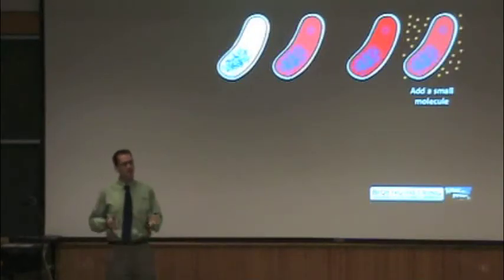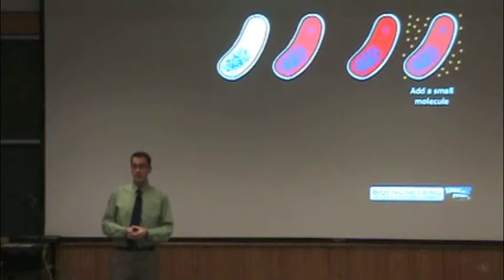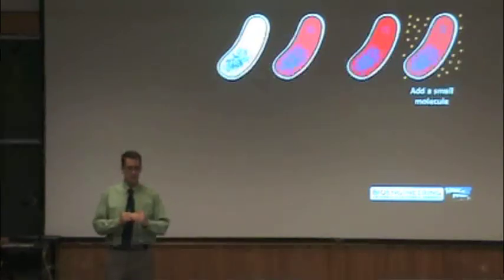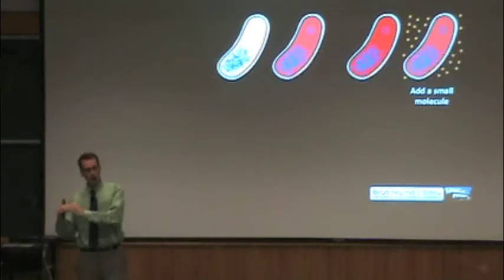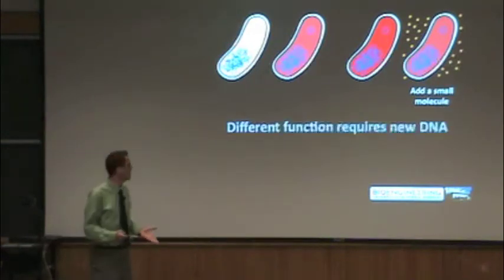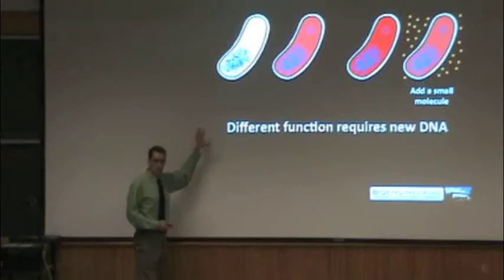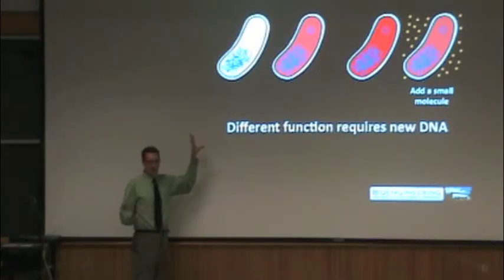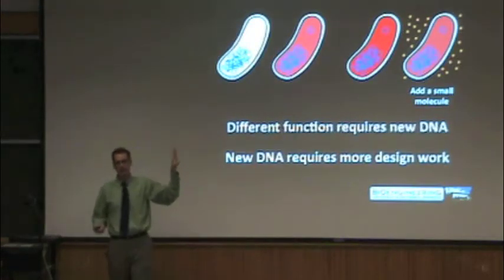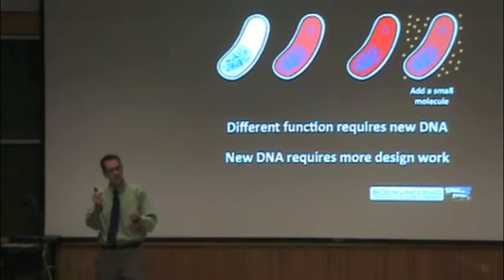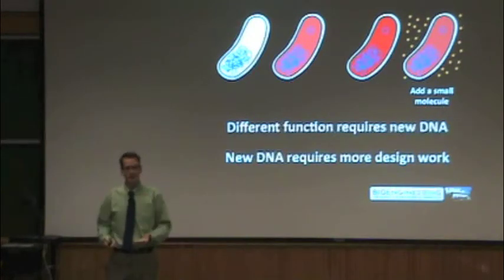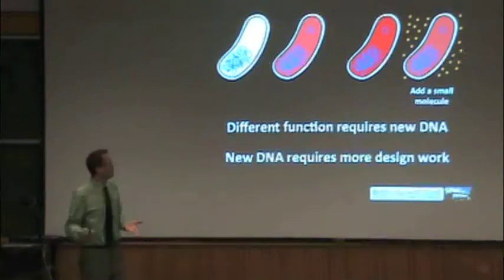Under many circumstances, I want this kind of control. I want the ability to make more or less of something, or to turn on or off making something. Now, how would I do that? Well, different functions are going to require changes in the DNA. So I'm going to have to go back to the drawing board. If I want even a slight difference in function, I need to go back and make new DNA. And this is not fun.